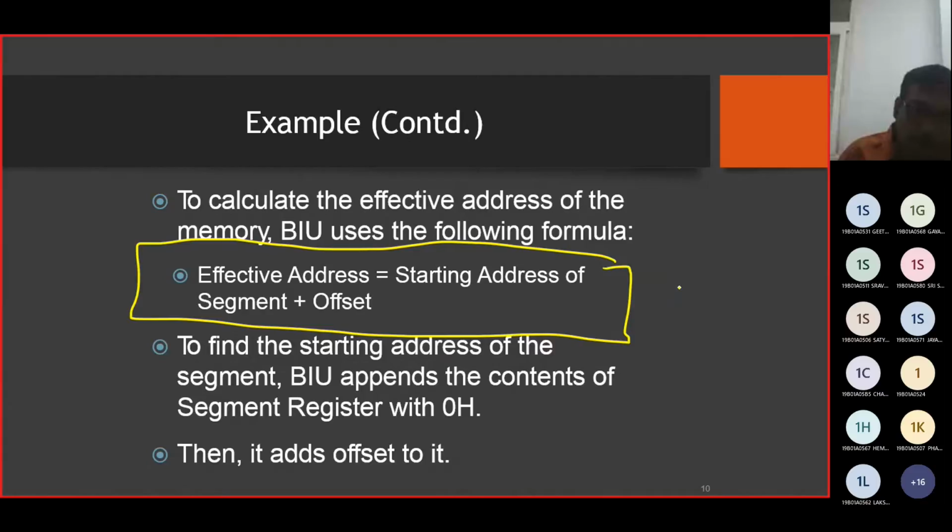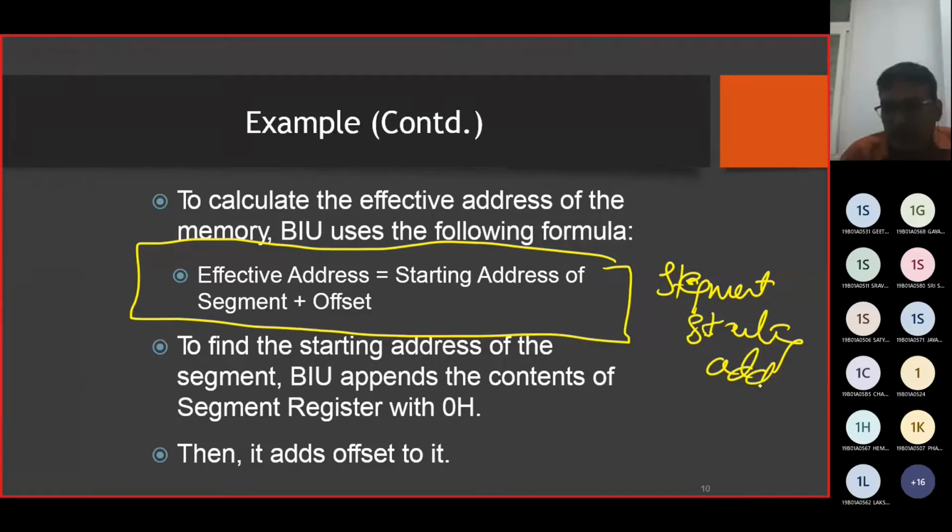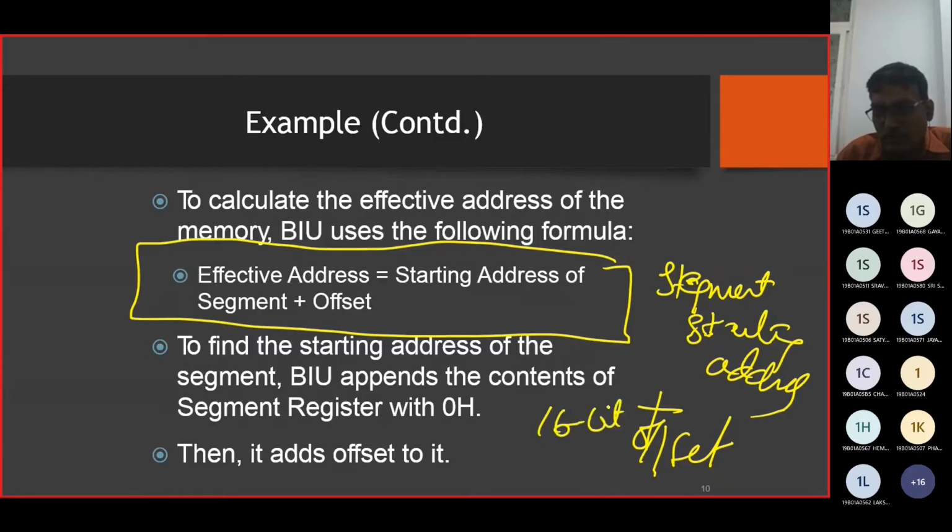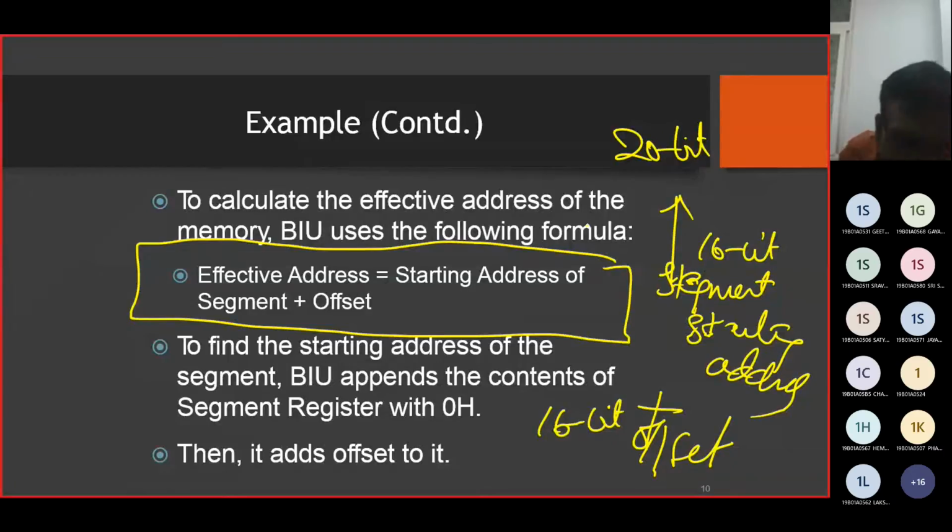How are we going to calculate the effective address? We are going to take the segment starting address, and then add it to the offset. The offset is 16-bit, and this is also 16-bit. Holistically, we will be getting 20 bits. We will discuss one example, and everything will be clarified.